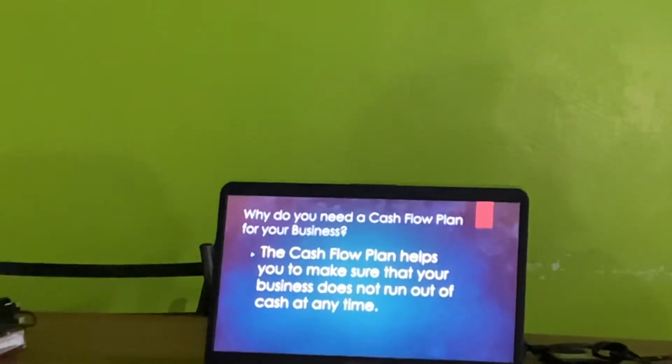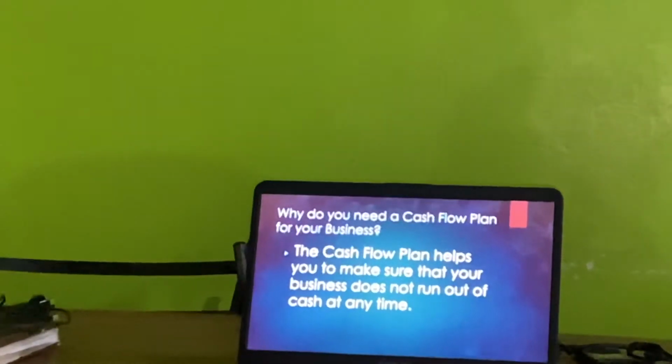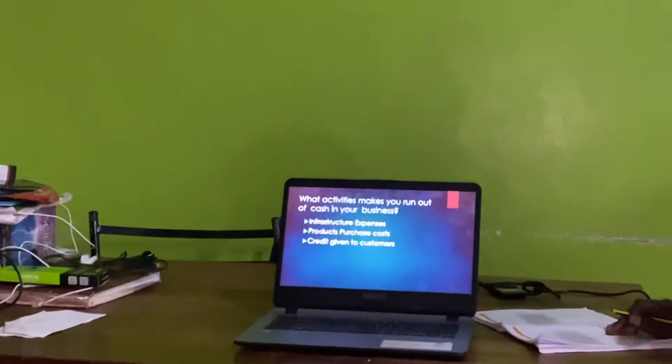Another way you can end up with less cash or no cash flow is where you are supposed to pay loans and to pay other bills. Okay, true, by the way. And those are the different ways that as a business you end up not having any money. So we've looked at some of them out here. So what activities make you run out of cash?